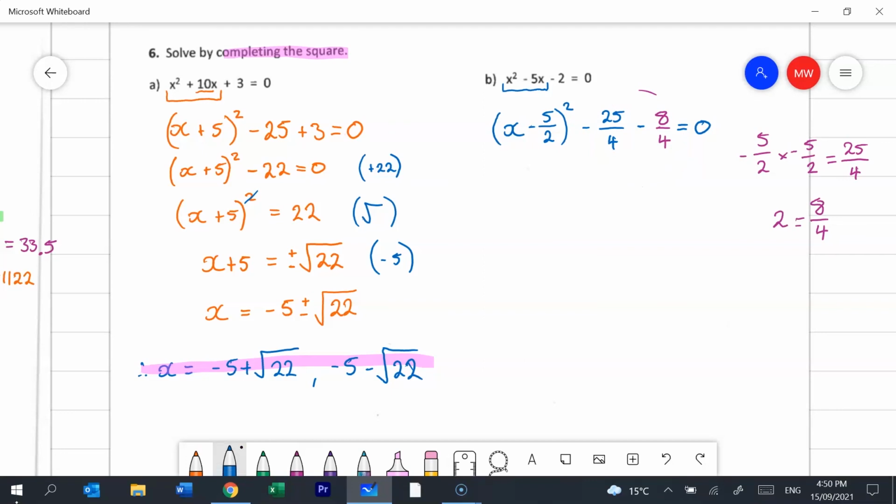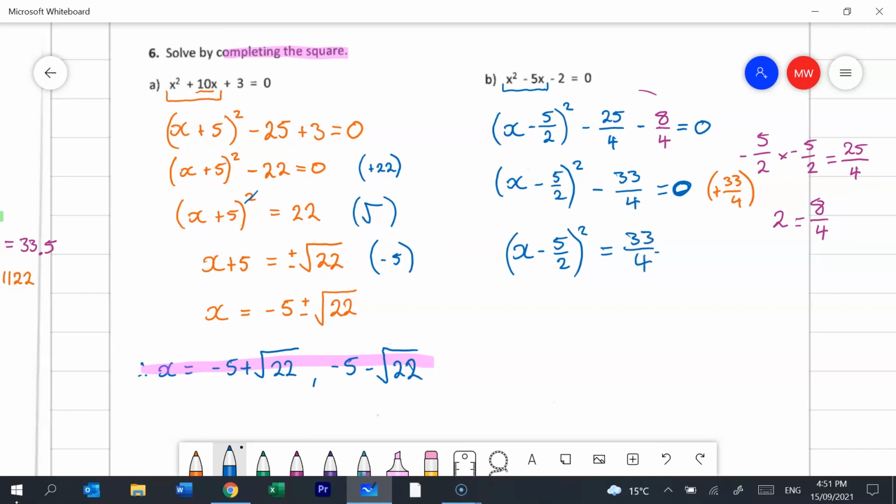So in my next line, I've now got x minus 5 over 2 all squared, and then I've got minus 33 quarters equaling 0. And now I'm back to my balance method. Let's add 33 quarters to both sides. Now I'll have x minus 5 over 2 squared equals 33 quarters.